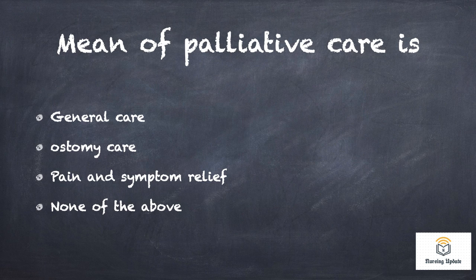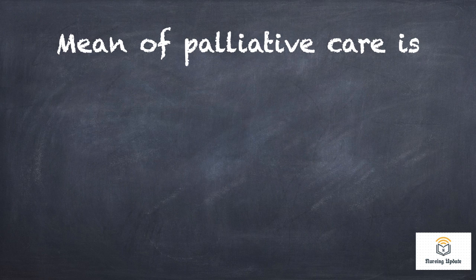What is meant by palliative care? Option A, general care. Option B, ostomy care. Option C, pain and symptom relief. Option D, none of the above. The answer is one of the very easiest questions: pain and symptom relief. Palliative care is meant for relieving the pain and symptoms. Palliative care, hospice care and end of life care all have the same meaning. It means how to relieve the pain and symptoms of the patient.